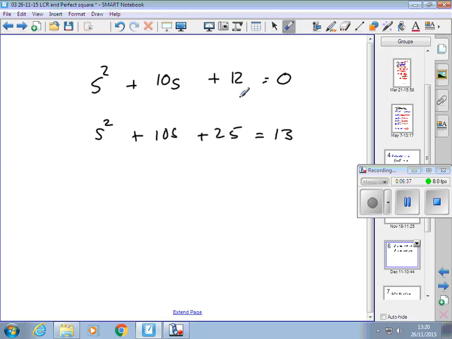So I can say that S plus 5 all squared equals 13. Now I can go ahead and solve it, square root both sides. S plus 5 equals plus or minus the square root of 13, and then carry on, and there's my solution.